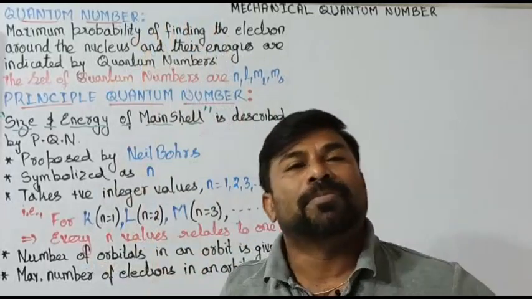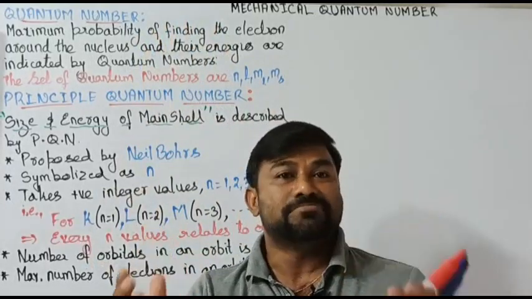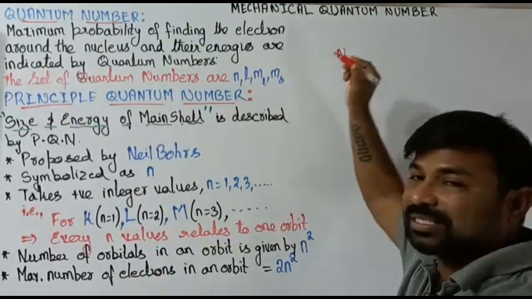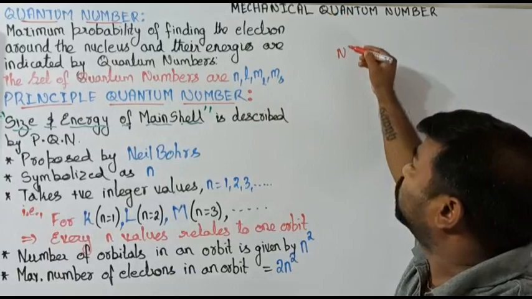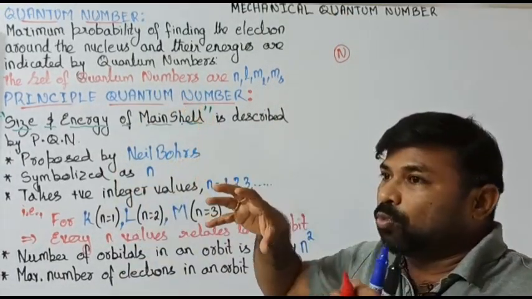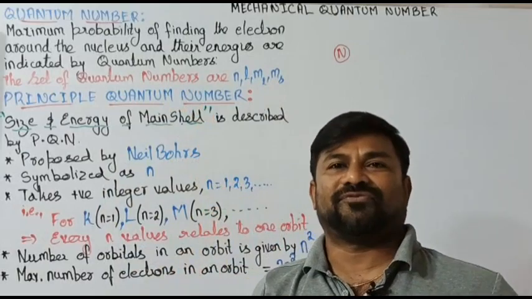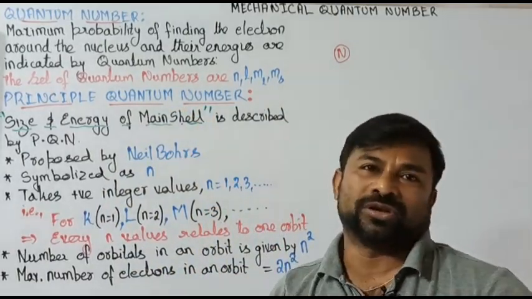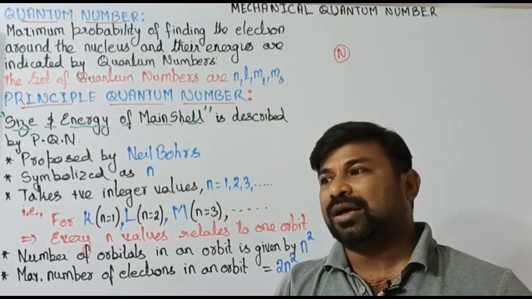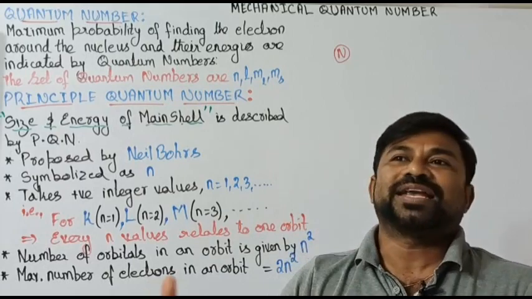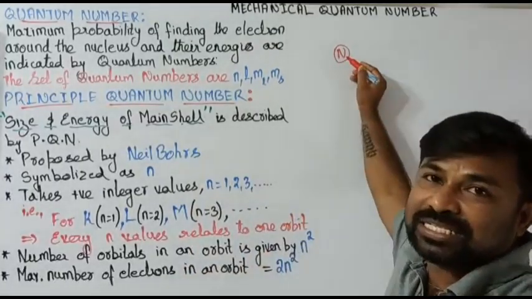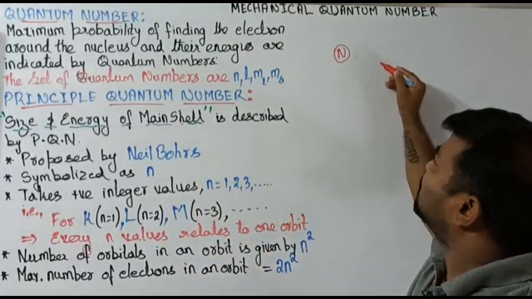What is a quantum number actually? What does it mean? Suppose you have a nucleus at the center of the atom. Suppose we take this as the nucleus. Where is the chance of existing of the electron, where is the probability of finding the electron, where there is much chance of finding an electron, that region, that space. If you consider this as the nucleus, this is the space around the nucleus.